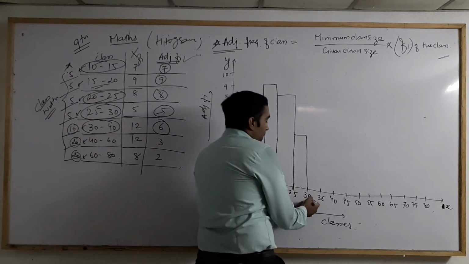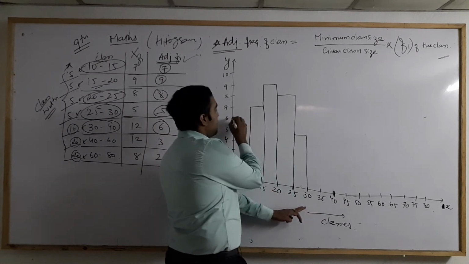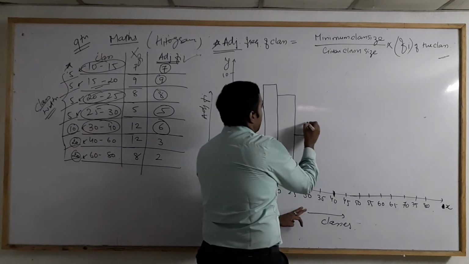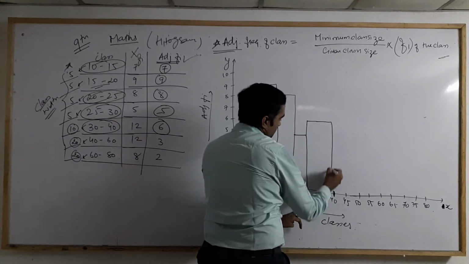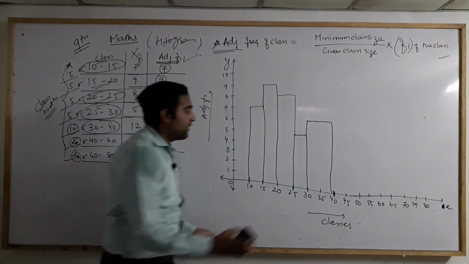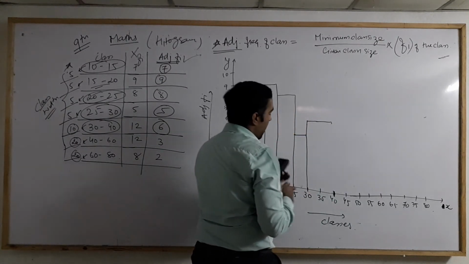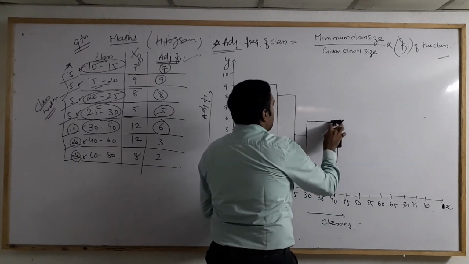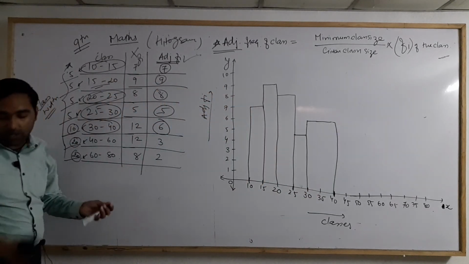Now we are counting from 30 to 40. Okay, and my adjustable frequency is 6, sorry, my adjustable frequency is 6 for 30 to 40. Now I am moving on from 30 to 40. Okay, this is the main change between that histogram and this histogram.